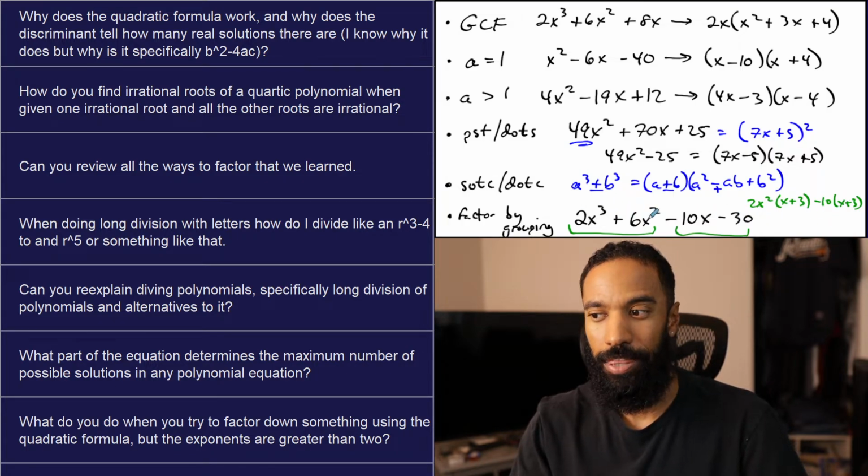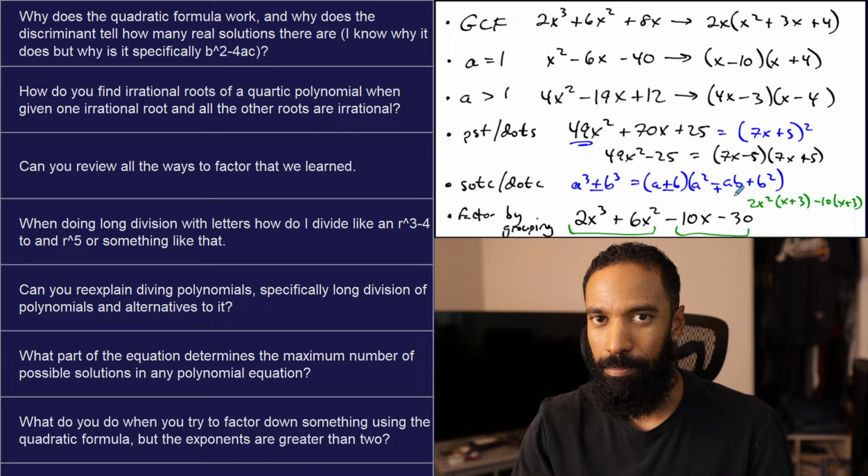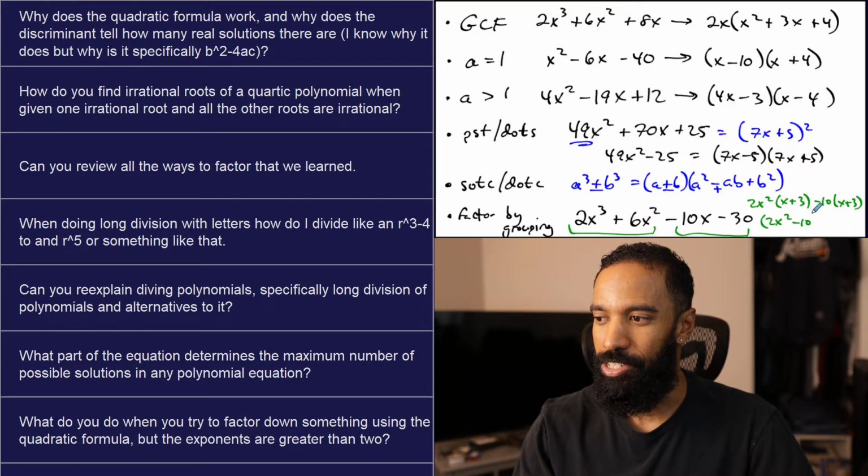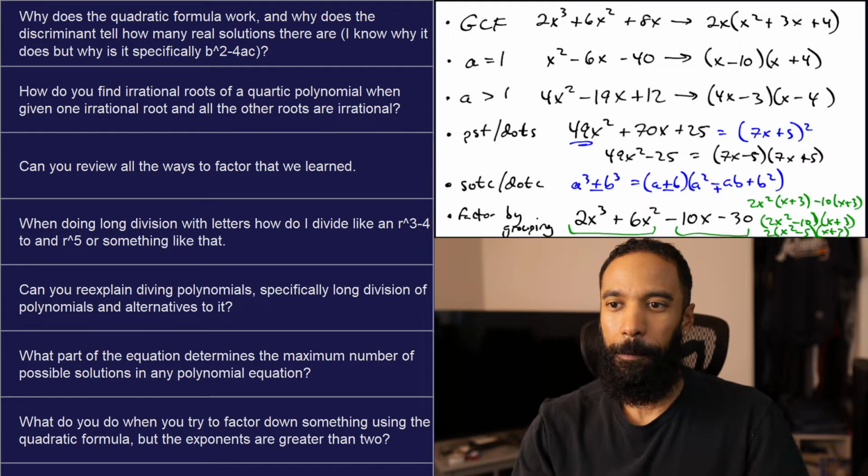So then you get, and by the way, there was a GCF here of 2. I made up the problem, so I wasn't paying attention to that. So I have 2x squared minus 10 times x plus 3. And yeah, there is still a GCF of 2. A lot of people miss it. So factor out the 2, you get x squared minus 5 times x plus 3. So those are a lot of them right there.